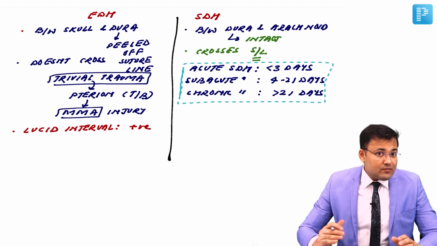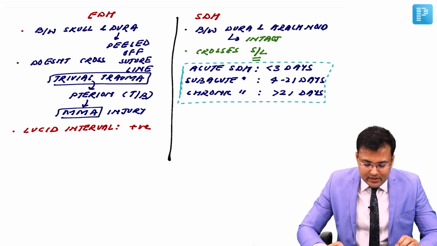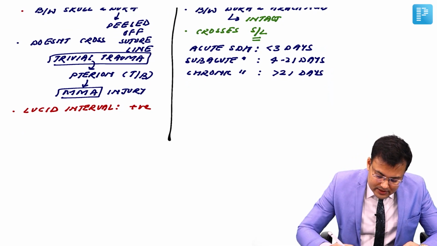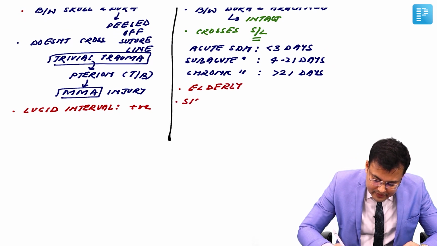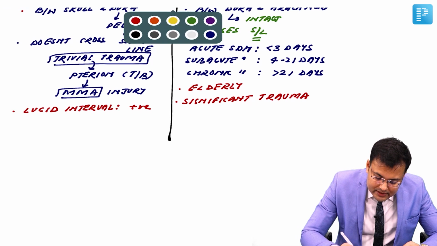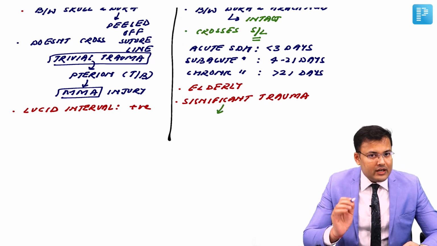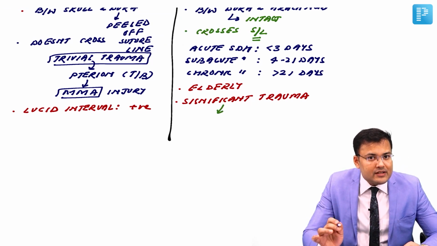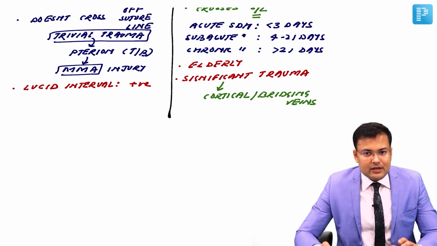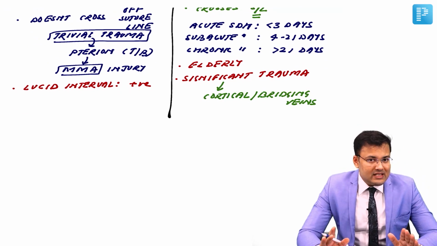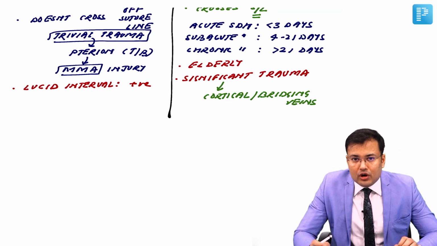Now this STH is more common in the elderly. Okay, so see the problem. STH is more common in the elderly, and here it is caused by significant trauma. Because of this significant trauma, this is the question which you have to remember: there is injury to which vein? Cortical veins or bridging veins. Means what kind of blood is collected? Here venous blood is collected. So here the dura is intact and it is going to cross the suture line.